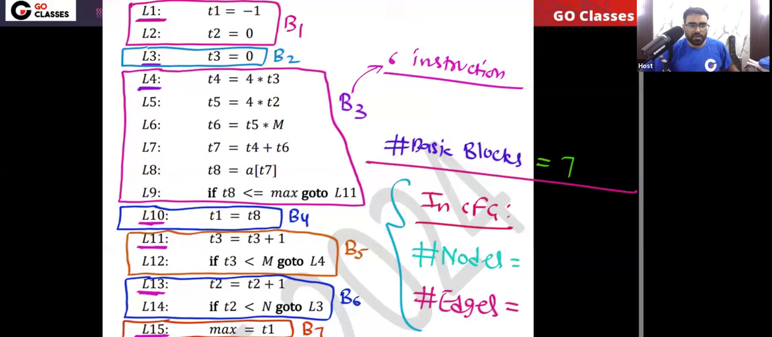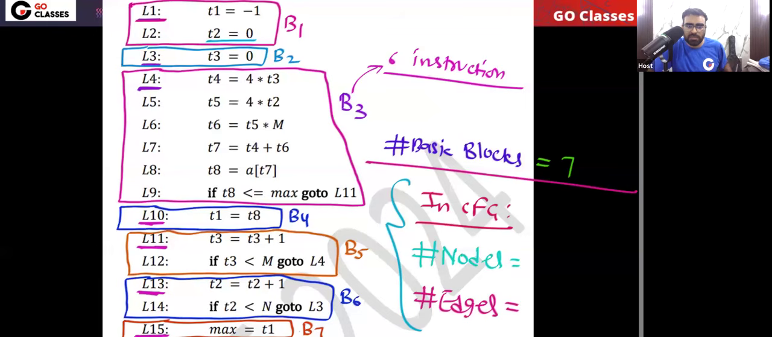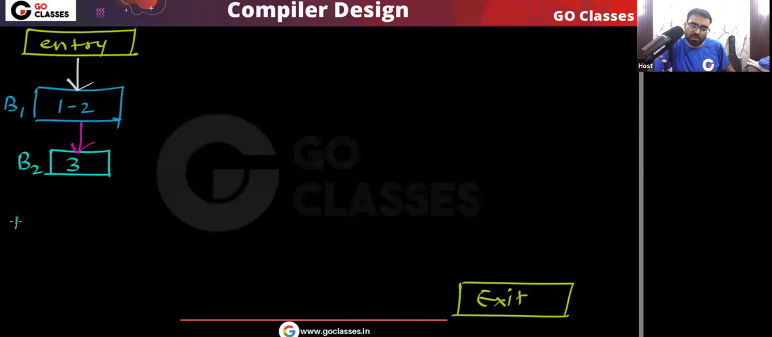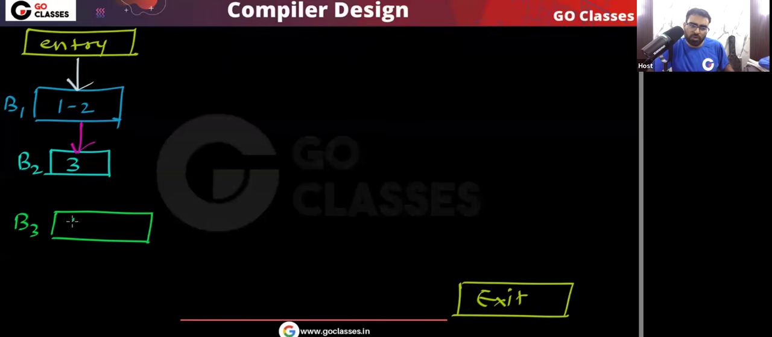Notice one thing: in b1, what is the last instruction? In the basic block b1, the last instruction is a simple instruction. It is not a jump instruction, so remember there will be only one edge from b1 to b2. B2 has only one instruction. Then we have b3. B3 has many instructions. How many? You can see 4 to 9. These instructions are in the basic block b3.